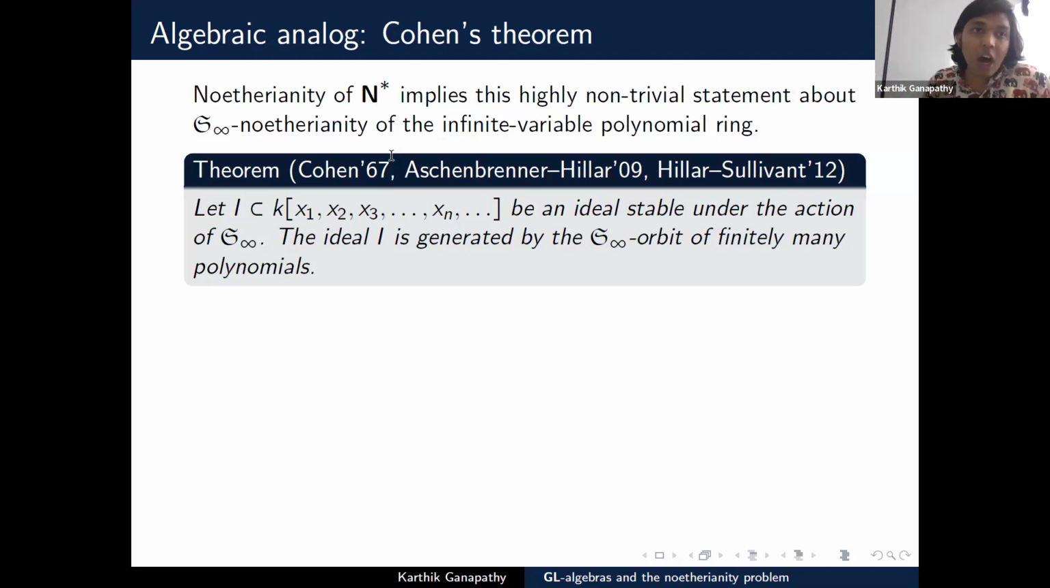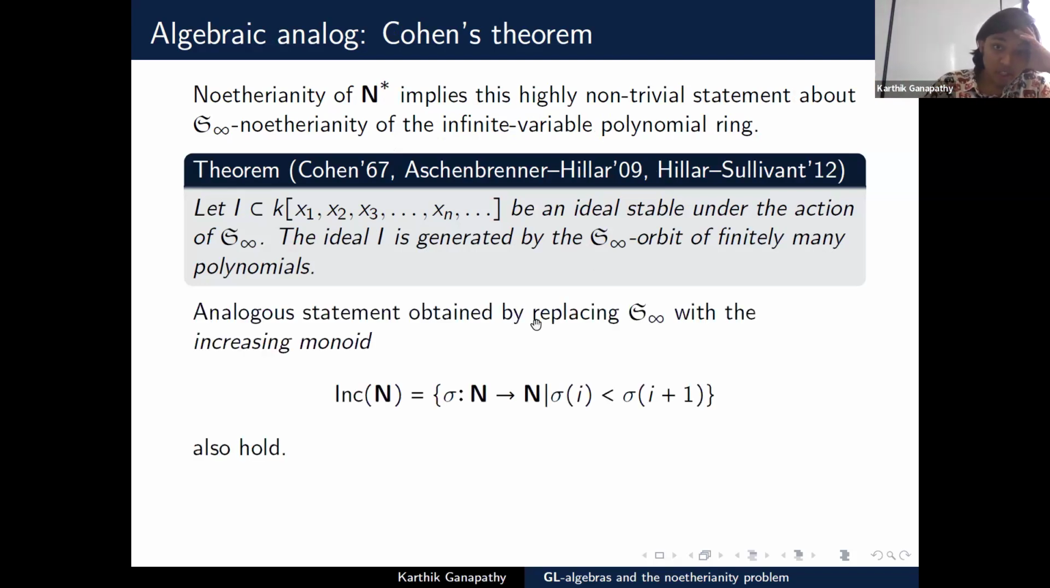And let me just again sketch how you prove these results. First, instead of working with the infinite symmetric group, you work with the increasing monoid, which is the set of functions from n, the natural numbers, to itself where sigma of i is less than sigma of i plus 1. So it's a set of strictly increasing functions. This increasing monoid also acts on the infinite variable polynomial ring, where if you give me a function f from n to n, it sends xi to x f of i. The only difference here is that, for example, the ideal generated by x2, x3, x4, and so on will be stable under the action of the increasing monoid, but it is not stable under the action of the infinite symmetric group. So there are more ideals stable under the action of Inc, and so it suffices to prove the statement of the theorem with S infinity replaced by the increasing monoid.